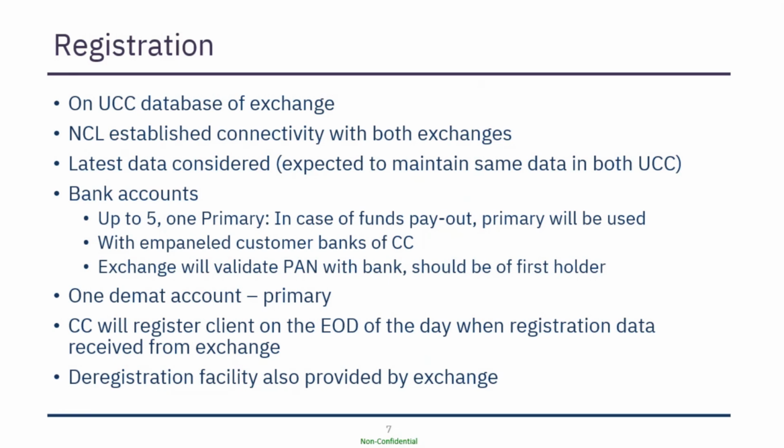Bank accounts can be maintained up to 5, and one of them has to be primary. The primary account is the one in which we will give payouts, while the mandates can be created from any of the 5 accounts. So let's say I have accounts 1, 2, 3, 4, 5, and account number 1 is primary. When I'm creating mandates, I can use any of the 5 accounts or all of the 5 accounts. But if I sell something and I have to get funds, the CC will give me the funds in the primary account.